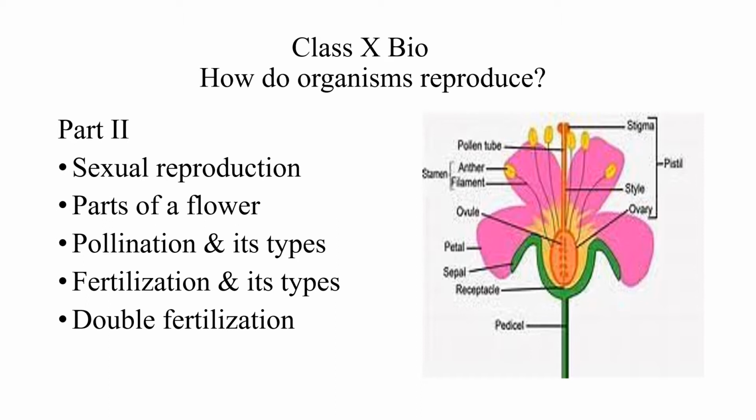How do organisms reproduce? In this chapter we already saw asexual reproduction. Now we can see sexual reproduction in plants. Part 2, under this the following subtopics are there: sexual reproduction, parts of a flower, pollination and its types, fertilization and its types, then double fertilization.